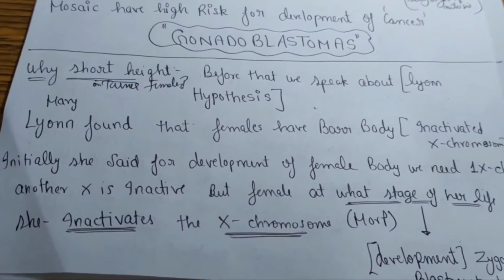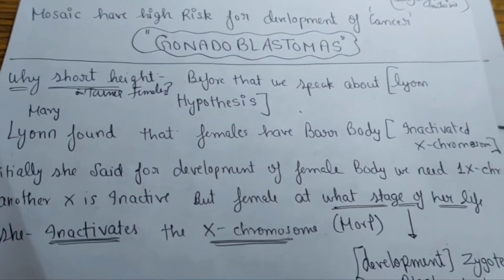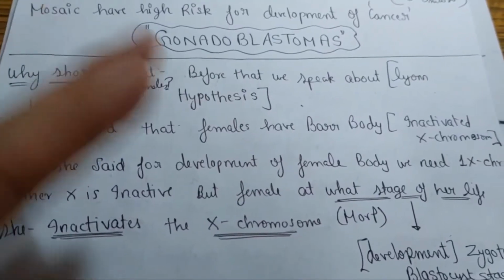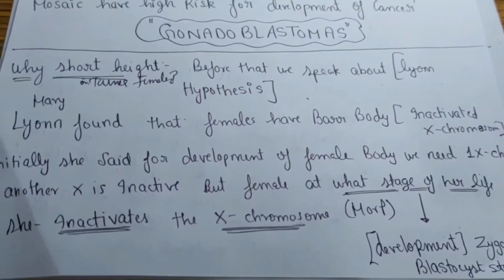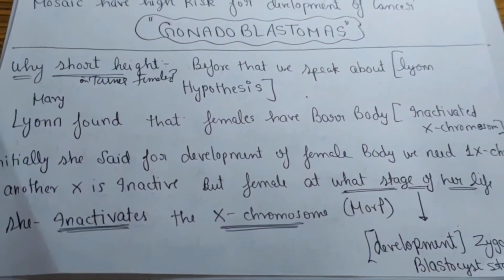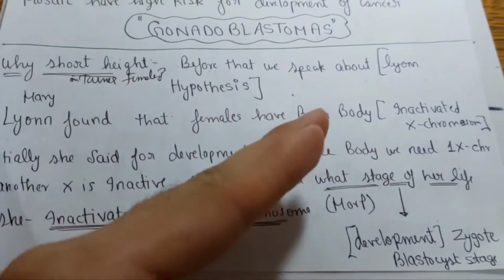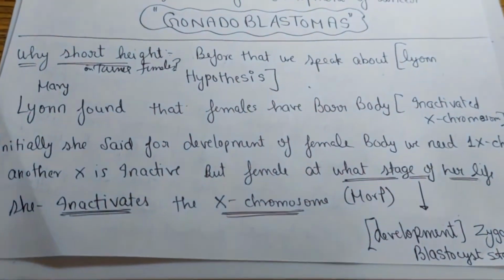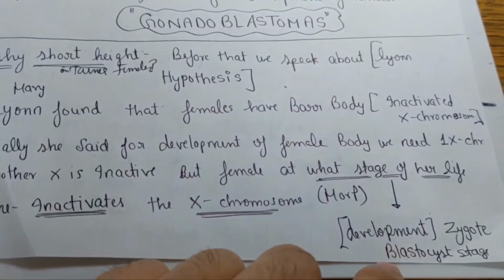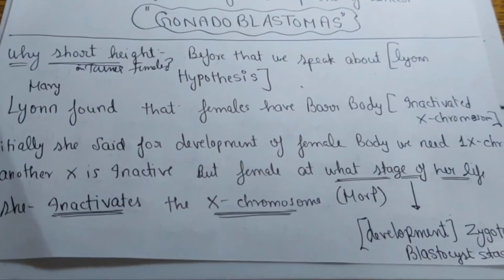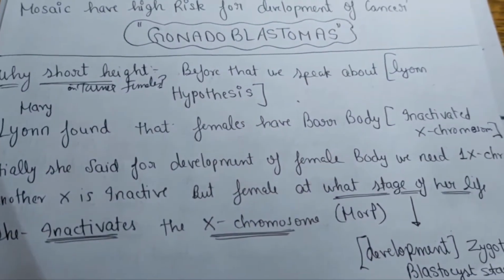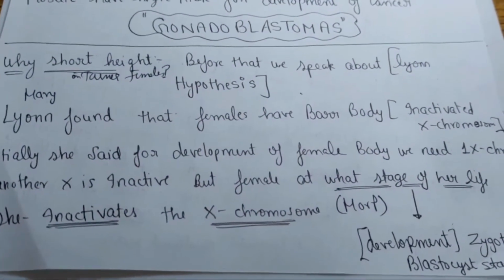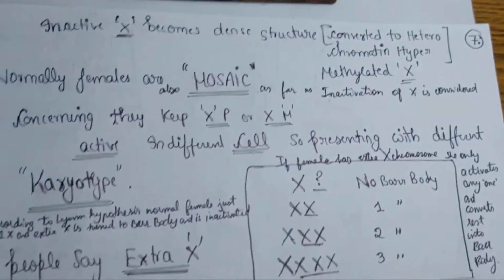According to this hypothesis, in a normal female, maternal and paternal X chromosomes come together so that we get a female. In some cells the maternal X chromosome will be active, and in some cells the paternal X chromosome will be active, and this happens totally by chance at the blastocyst stage of the development of the zygote. That is, during a very early stage of life, some cells will have the paternal X active, while some cells will have the maternal X active. So this is the Lyon hypothesis.